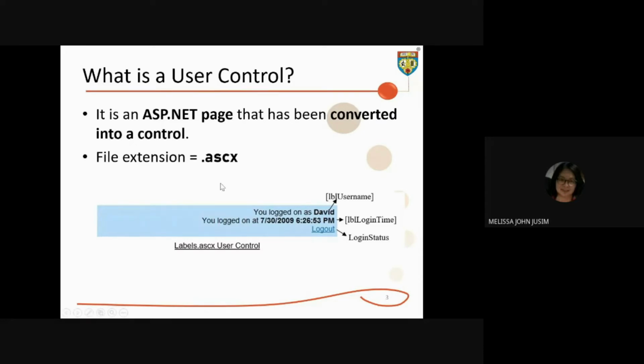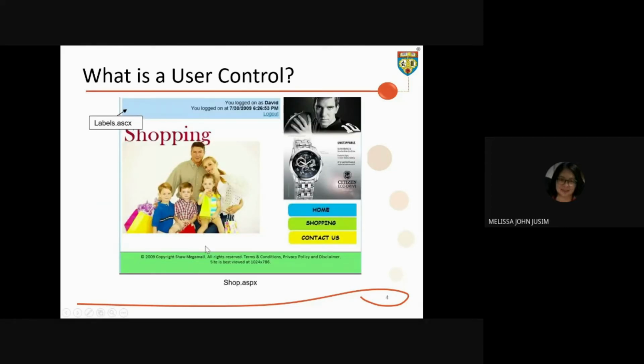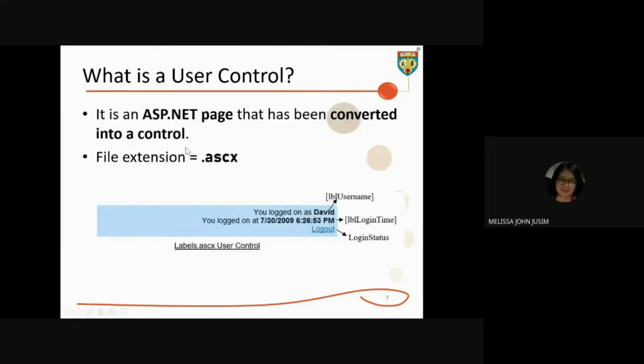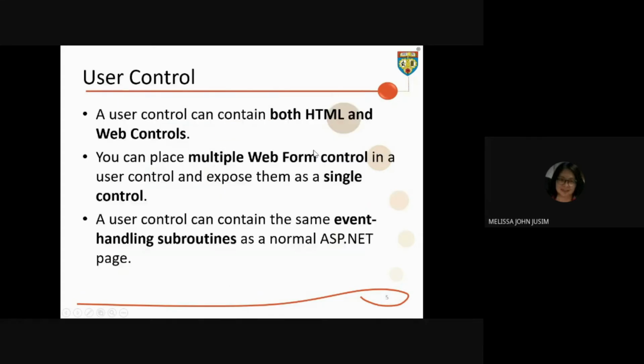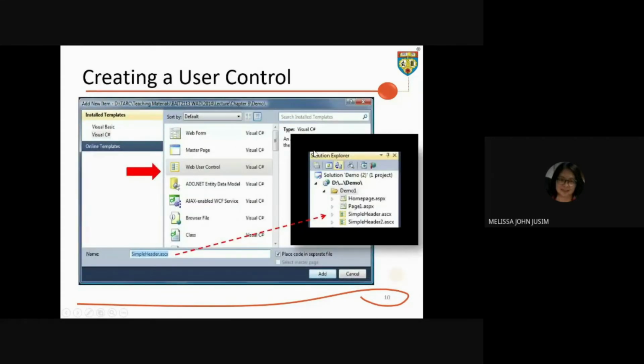So how can we use this user control? Let's take a look at the next page. If you have this user control, the .ascx, remember it is an ASP.NET page converted into a control. So you might be wondering, converted into a control, how can we create that? Here, normally we create a web form or master page. There's also a web user control, and the default extension is ASCX. That's how we create the user control.